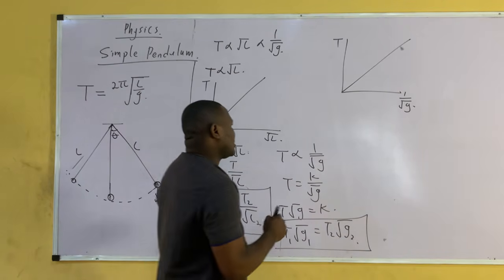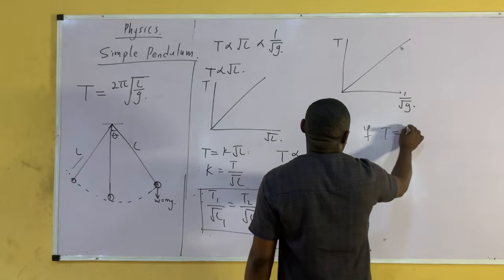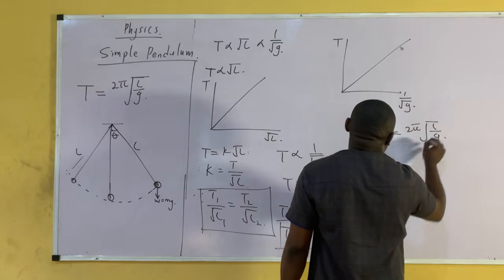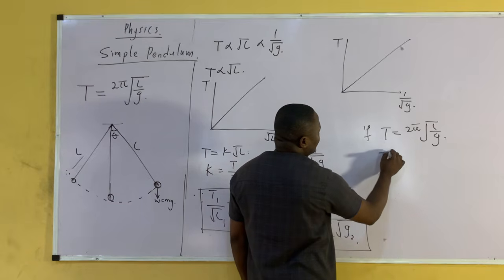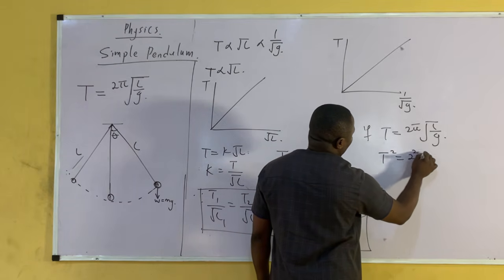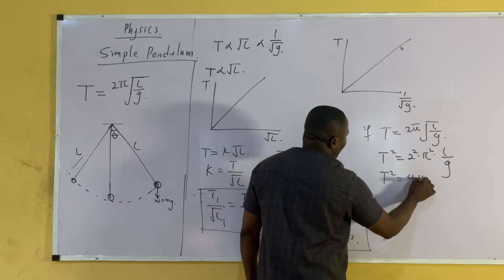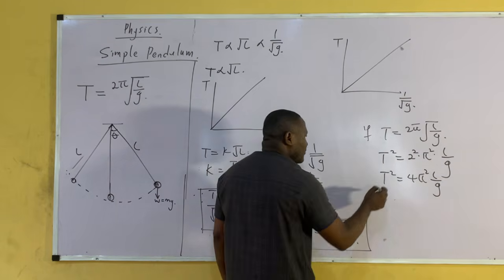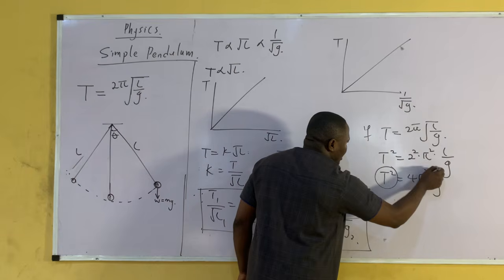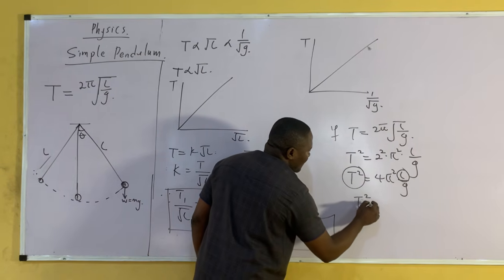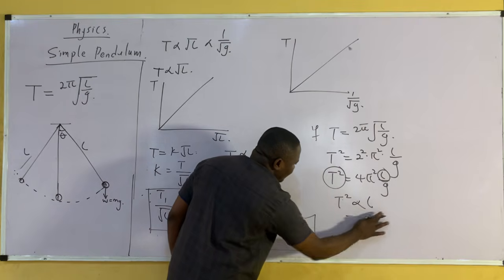Now recall this, that if T equals 2 pi root L over G, it means I will now have T square equal to 2 square times pi square times L over G. So I have T square equals 4 pi square L over G. So I can still have a graph of T square against L. So T square is now proportional to L. So I can have a graph like this.